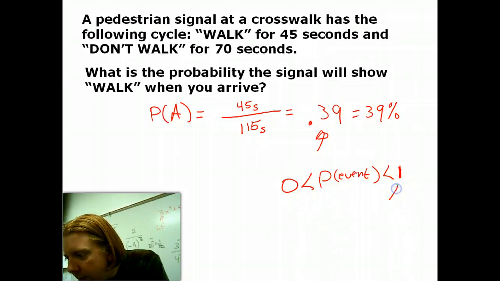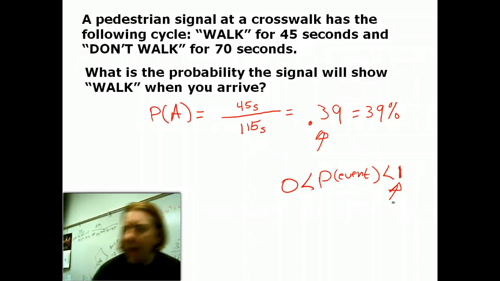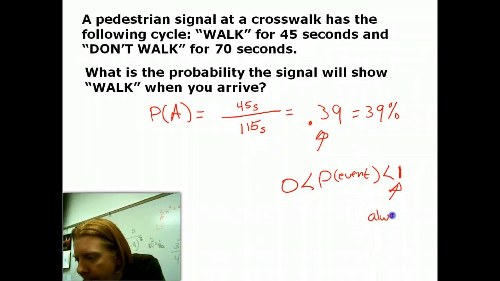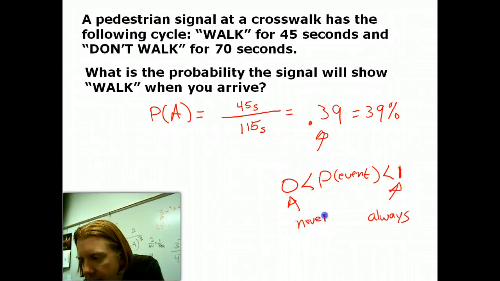What's it mean if the probability of an event is 1? Always happening. And then the other extreme, never. Never going to get it.